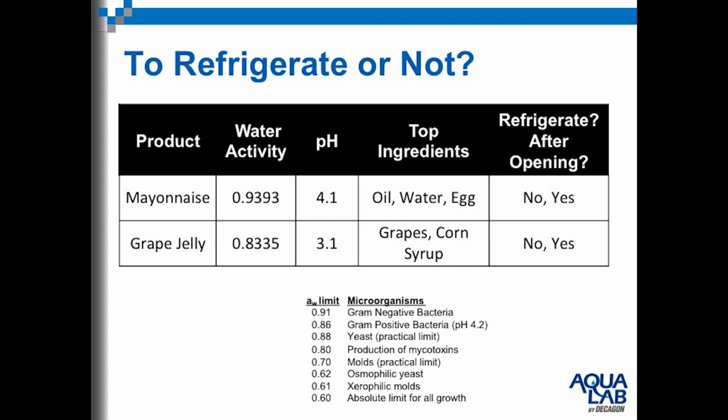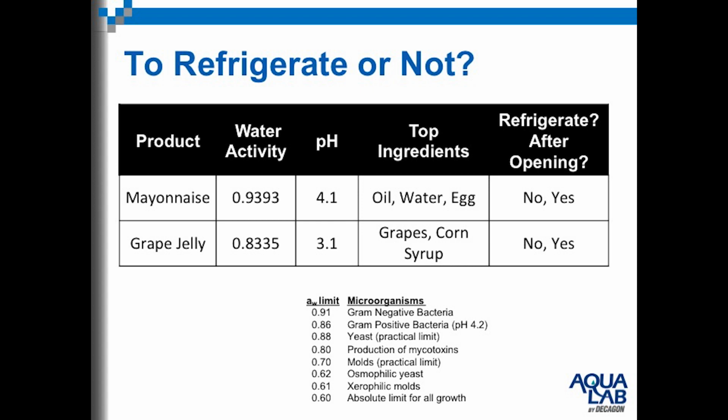How about grape jelly? Grape jelly has both a low water activity and a low pH. Top ingredients: grapes, corn syrup, very high in sugar. Do you have to refrigerate this before opening? No. But if we open grape jelly, most of us are going to naturally put it in the refrigerator. Again, it's not because there are any concerns for microbial spoilage. It will not support microbial growth of pathogenic bacteria. It will mold, but, well, even mold will be fairly limited here because it doesn't like the pH that's so low at 3.1.